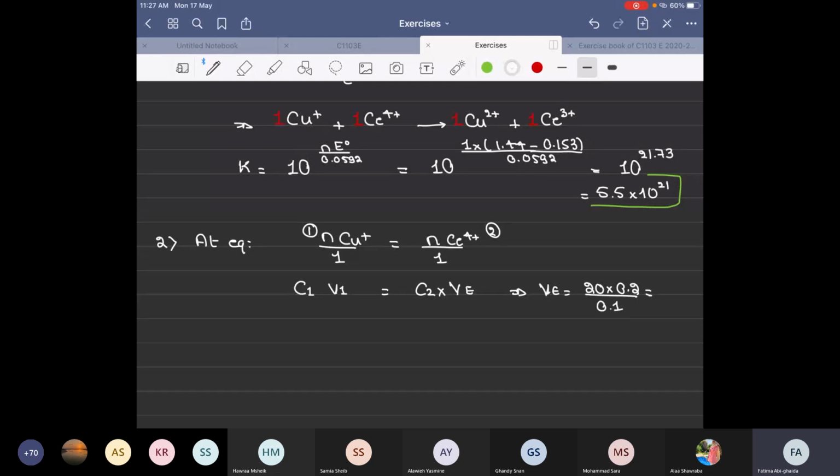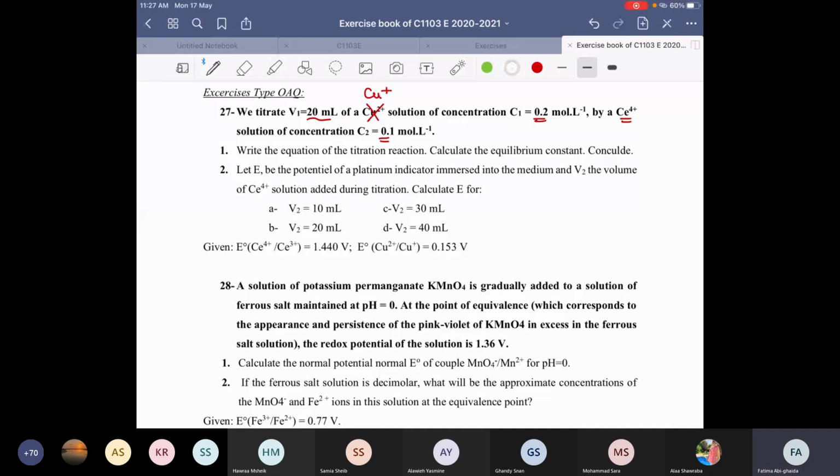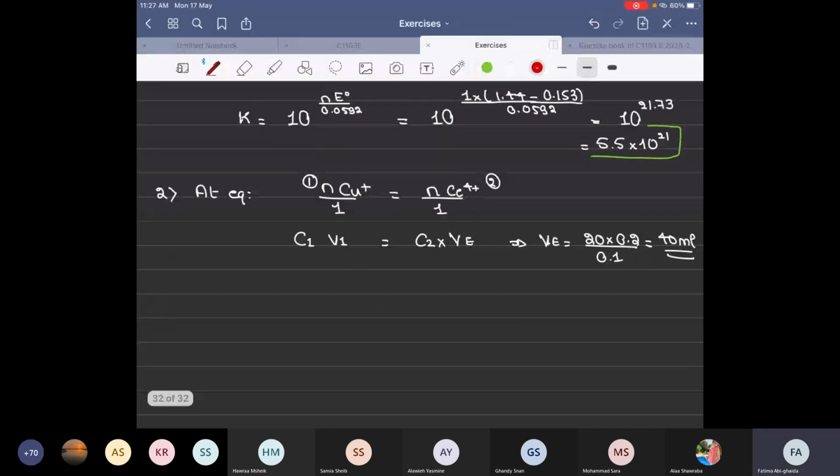So that is 40 milliliters. قد ايه V equivalence 40 milliliters. هني they want 10 قبل equivalence, 20 قبل equivalence, 30 قبل equivalence, 40 at equivalence. So أنا عندي 3 values before equivalence. Okay. 3 values before equivalence.